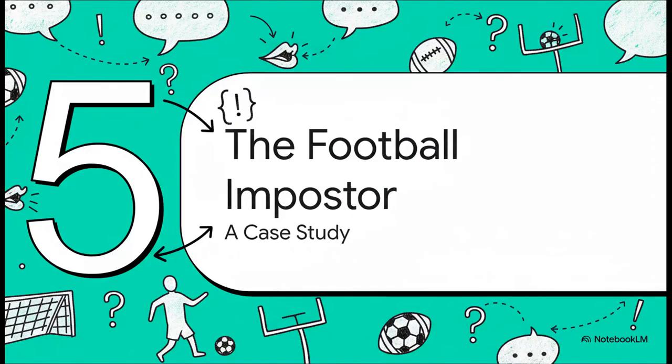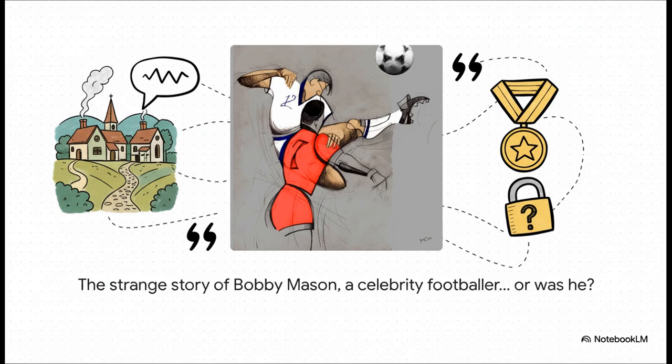Okay, we've covered the rules for statements, questions, and commands. So now, let's see how all of this works together in a pretty fascinating real-life story. So, this is the story of Bobby Mason. He lived in a small English village and was a bit of a local celebrity. But as it turns out, he had a very, very big secret.